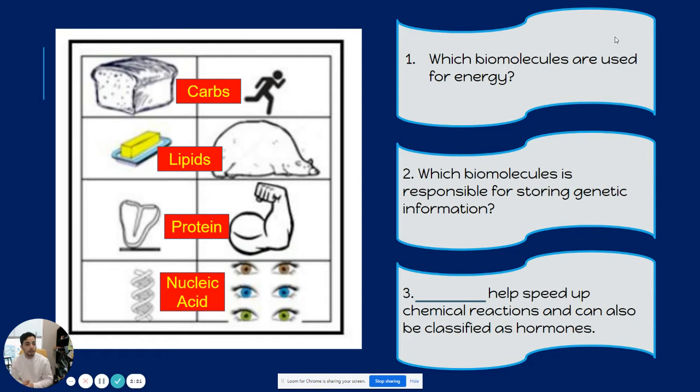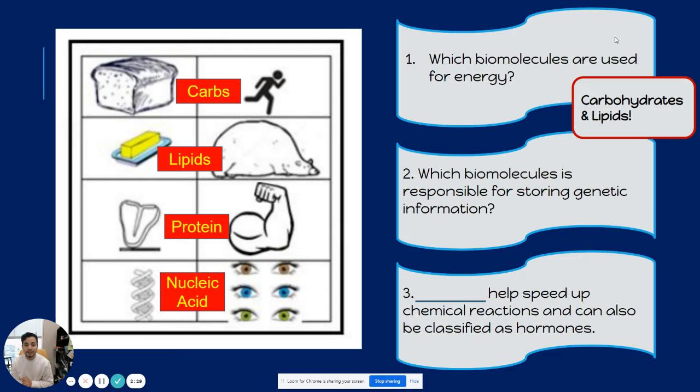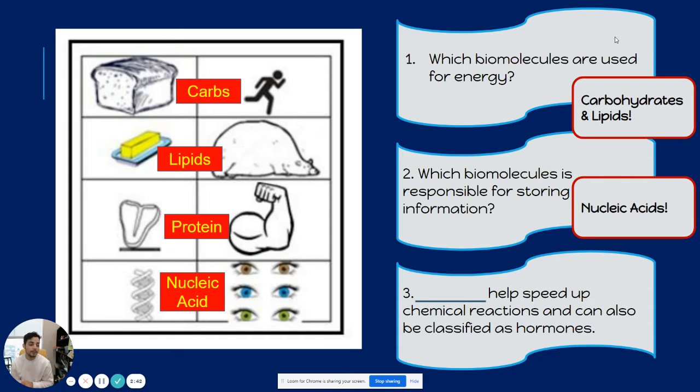So let's go over those first 3 questions. We have: which biomolecules are used for energy? Let's use this chart. We already talked about that: carbohydrates and lipids. Those are the only 2 that are used for energy. Which biomolecule is responsible for storing genetic information? Think DNA. DNA gives me genetic information, deoxyribonucleic acid, so nucleic acid.